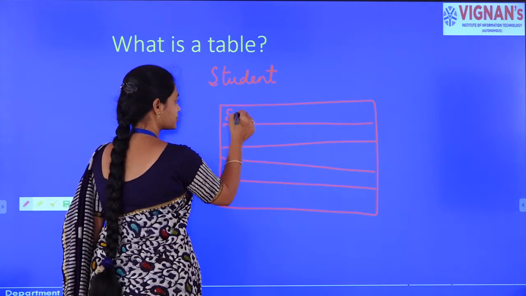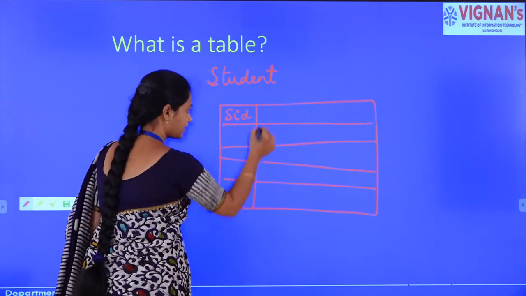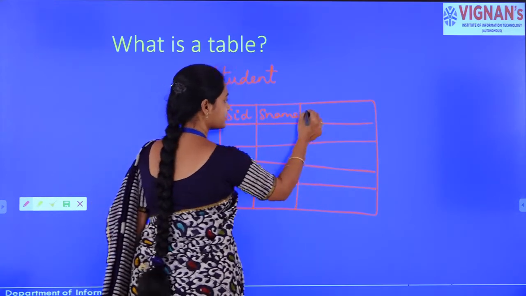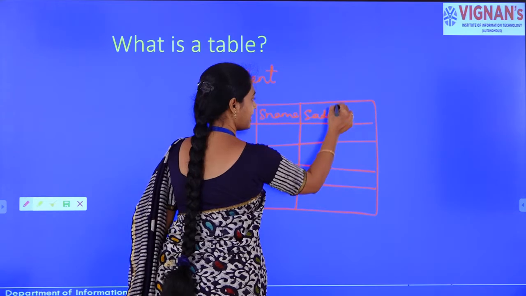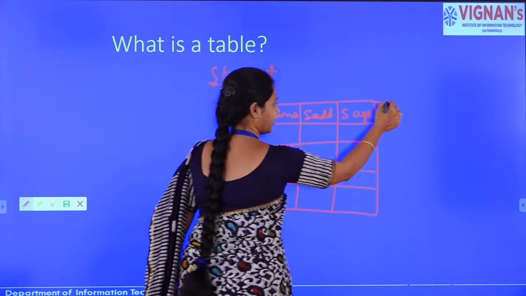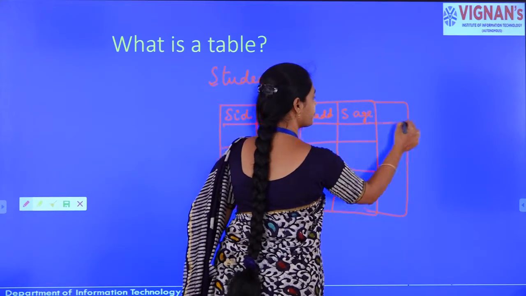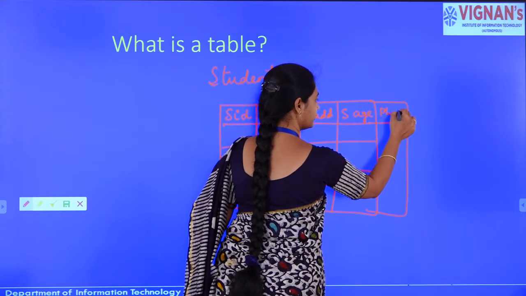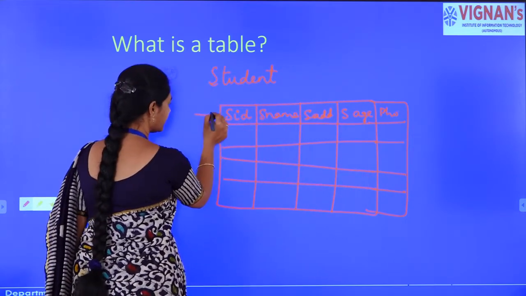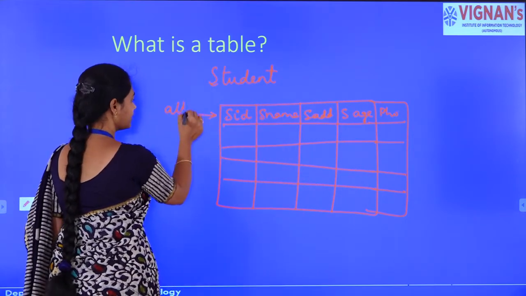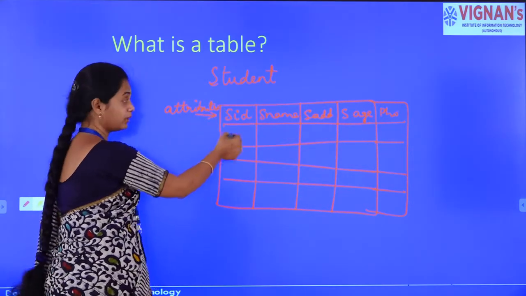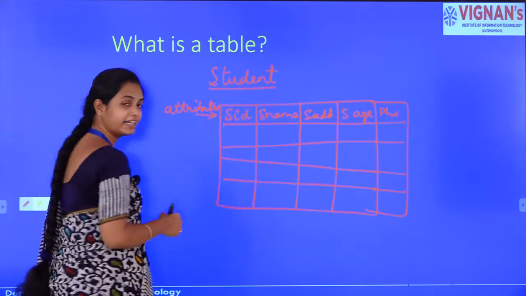So, I will mention student ID, student name, student address and student age, and also I will mention student phone number. So these are the attributes. So what are these called? These are called as attributes of the student entity.